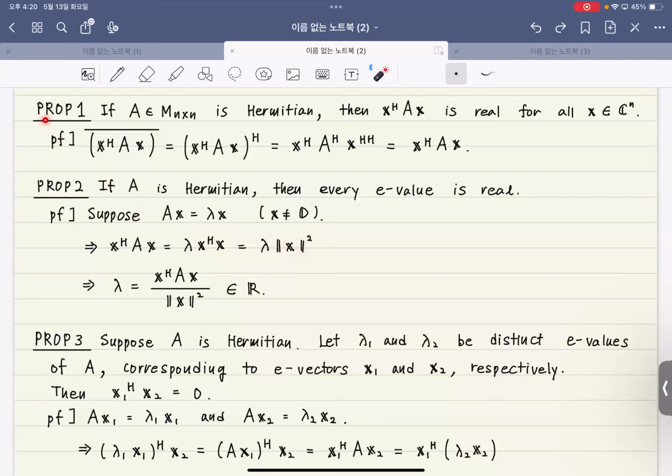And because of proposition number 1, we also know that this number must be a real number, right? So solving this relation for lambda, lambda is x Hermitian A x divided by the length of x squared. And this denominator and numerator are both real numbers. Therefore, this resulting number lambda also must be a real number. Okay, so lambda is real. Great.